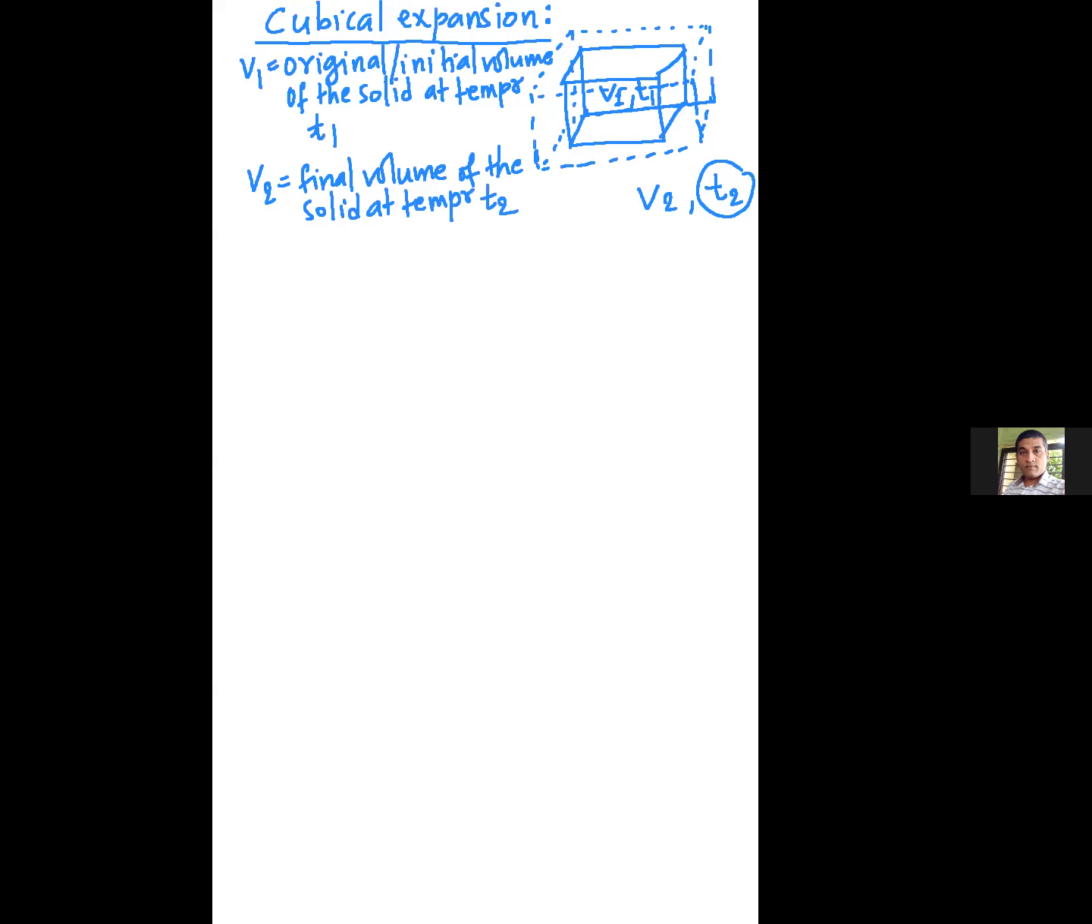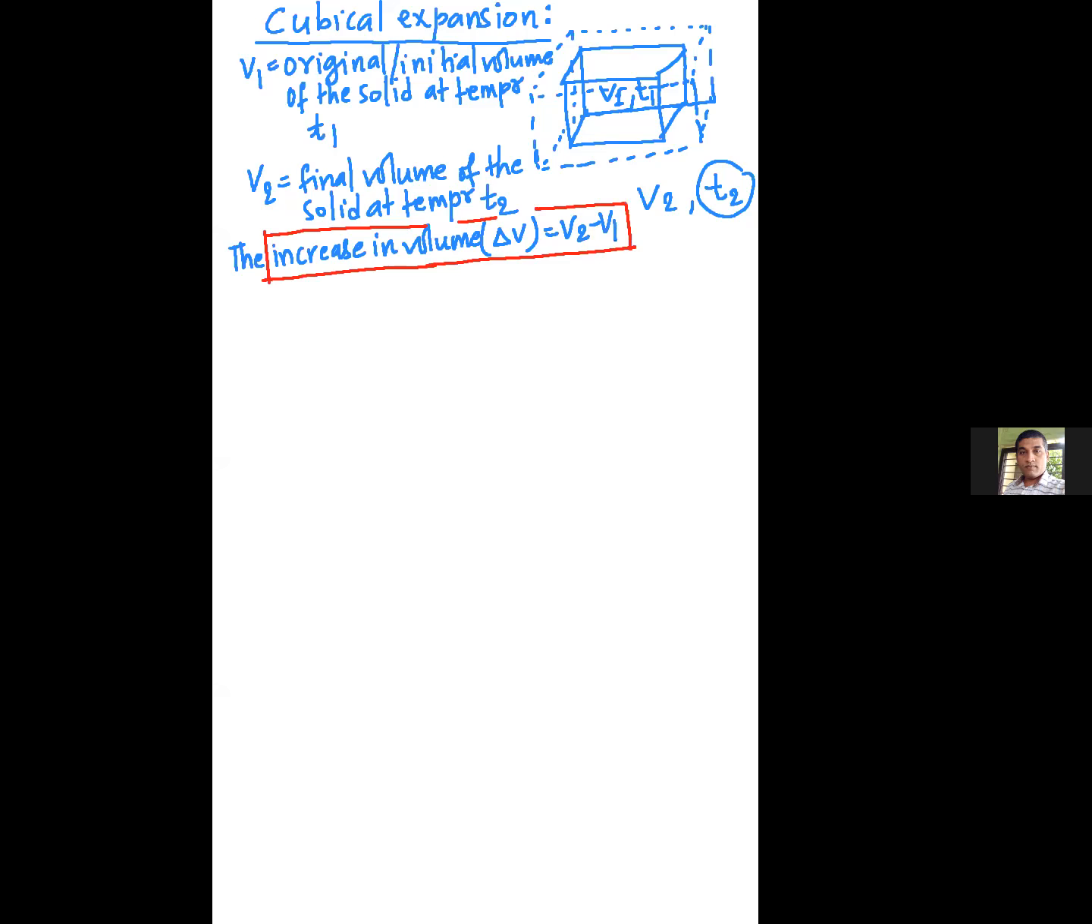Now let us find the increase in volume. We can denote the increase in volume by the symbol delta V. This equals V2 minus V1. So let me highlight this: the increase in volume, that is delta V, equals V2 minus V1.